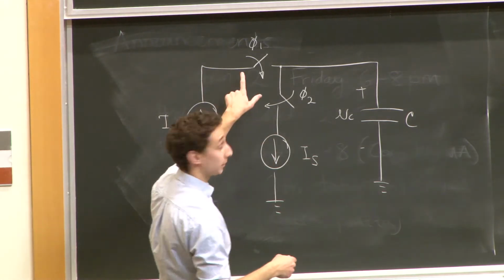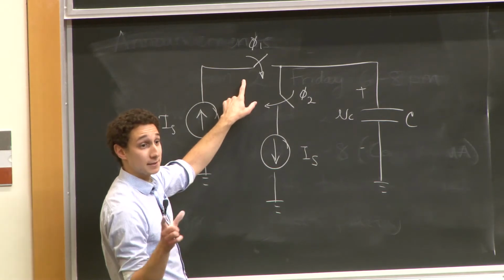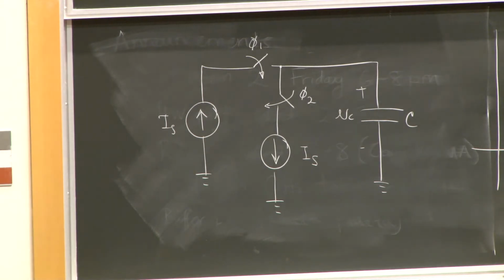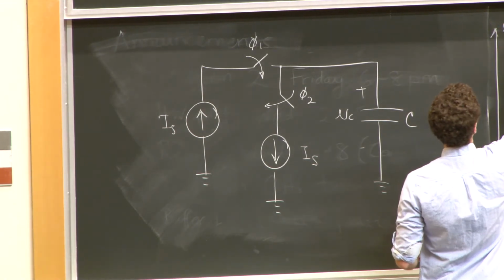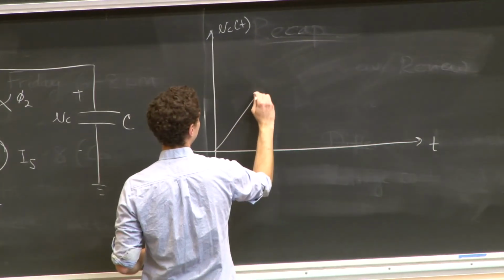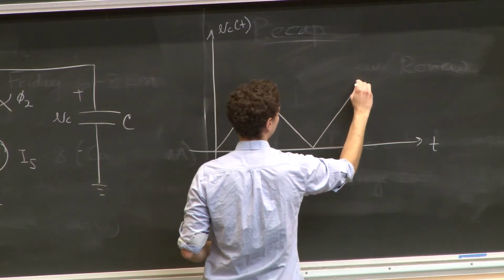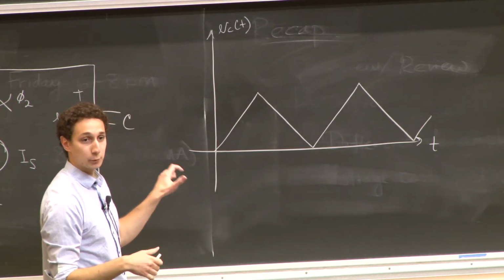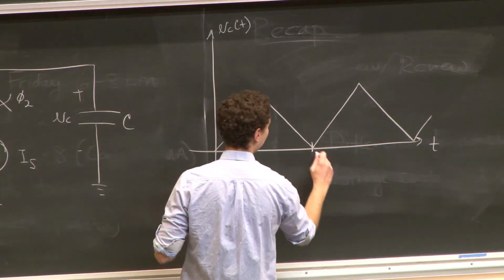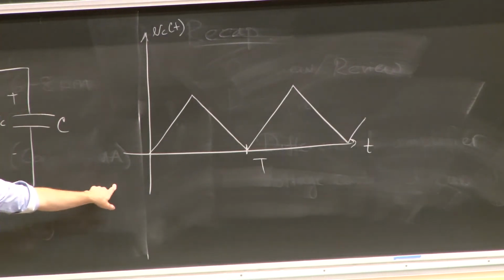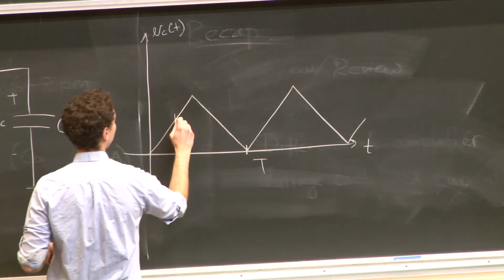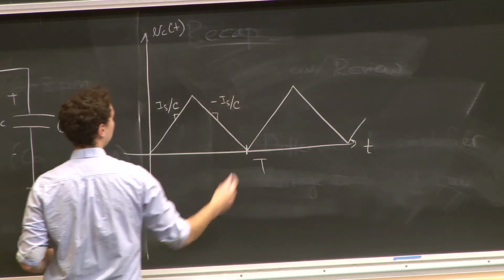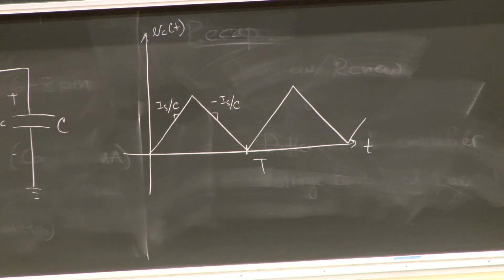Meaning, if I plot this waveform, again, assuming that phase 1 lasts the exact same amount as phase 2, and these two currents are the same, as a function of time, my capacitor voltage, assuming we start at 0, will look something like this. Okay? And to call it periodic means that this same thing repeats after a fixed period of time, and we call that period usually T. Okay? And again, these slopes are Is over C and negative Is over C. Okay?